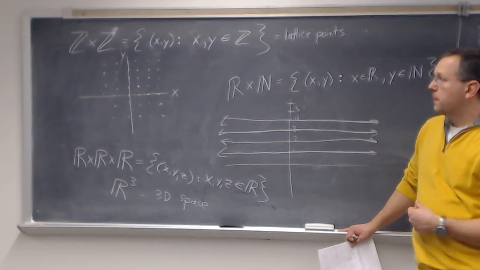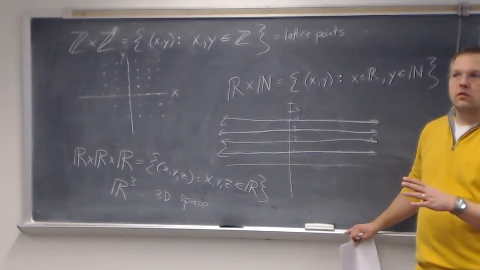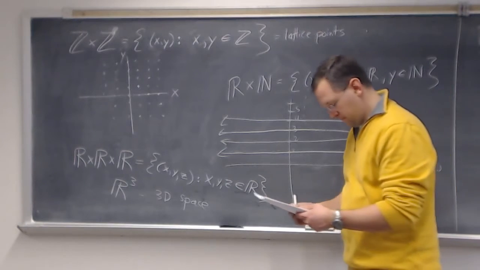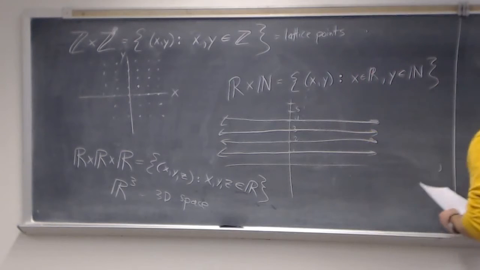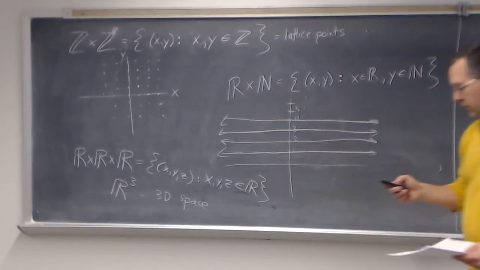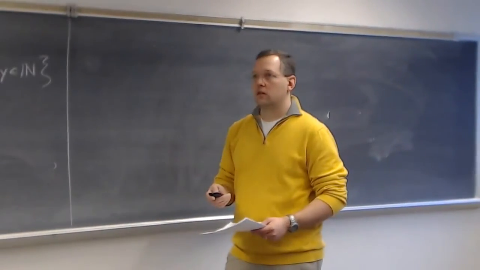All right. Any questions about Cartesian products? Okay. Then let's look at an example before we move on to the next section. I think all the examples so far are infinite sets. Let's look at a finite Cartesian product.